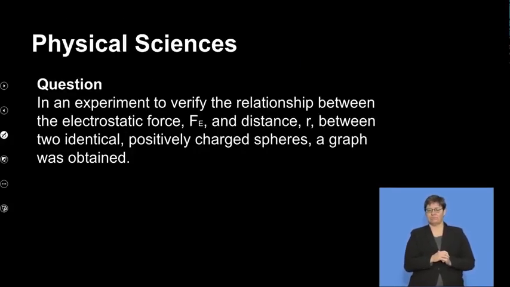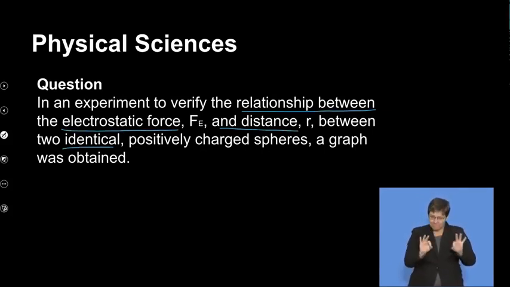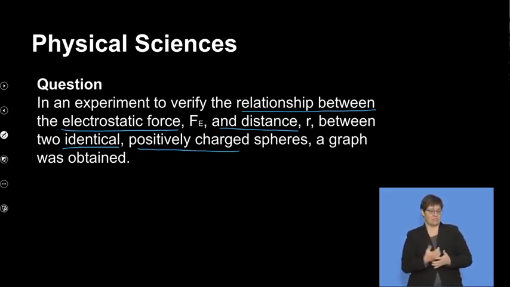Right. So in an experiment to verify the relationship between electrostatic force and distance between two identical positively charged spheres, a graph was obtained. Any experiment's purpose is to verify a scientific fact. So what is it that we want to establish here? We want to establish the relationship that exists between electrostatic force and the distance. So this has a lot to do with Coulomb's law.